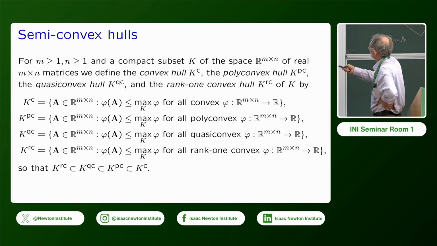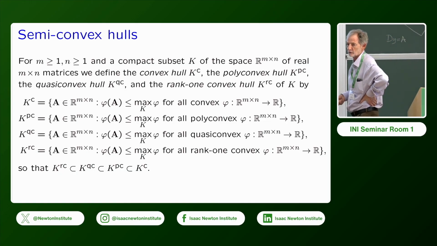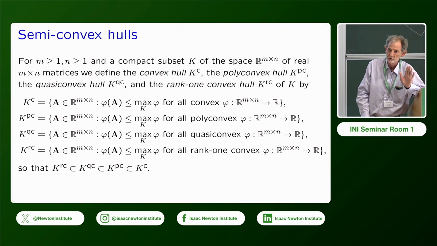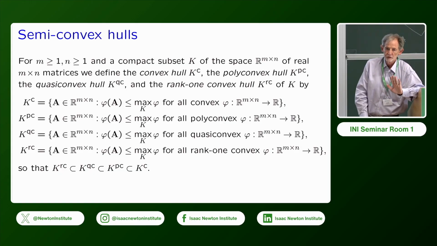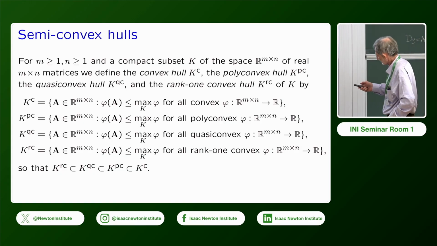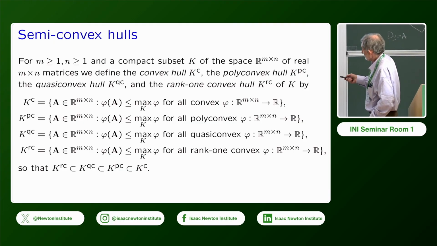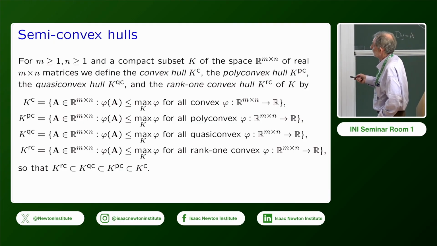And finally, quasi-convex functions. Well, that's a bit of a problem. I don't intend to explain what quasi-convex functions are, but quasi-convexity is the central convexity condition of the multidimensional calculus of variations, and it's not very well understood either. The thing is that convexity implies polyconvexity, implies quasi-convexity, implies rank 1 convexity. And so these hulls are oriented the other way. The smallest is the rank 1 convex hull.